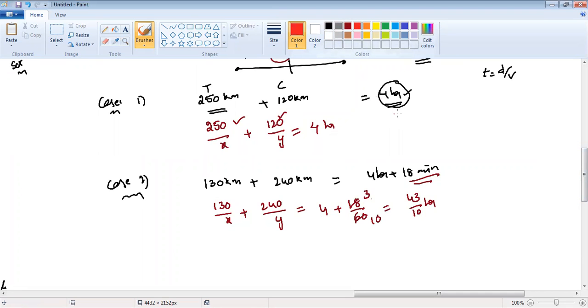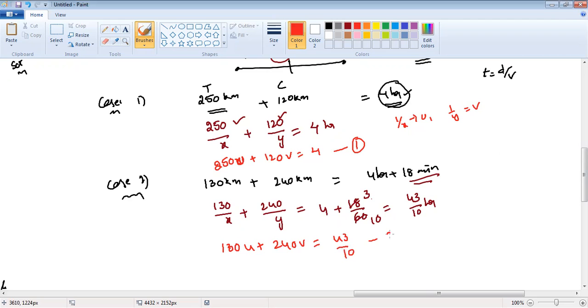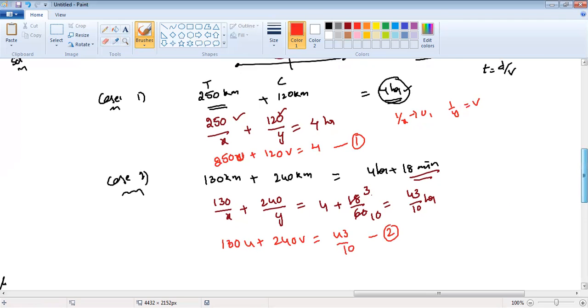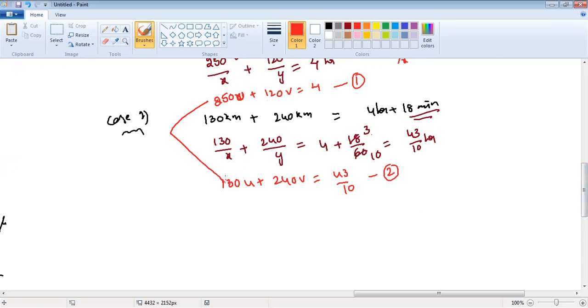See, what I am taking now, 1 by x as u, 1 by y as v. Then we will get 250u plus 120v is equal to 4. This is number 1. And here, 130u plus 240v is equal to 43 by 10. Am I right, ma'am? Yes, sir. Then we have two equations, equation 1 and equation 2. So what method do you want to use? Elimination method, substitution method, or cross multiplication method? That's up to you. Can you do it and tell me?